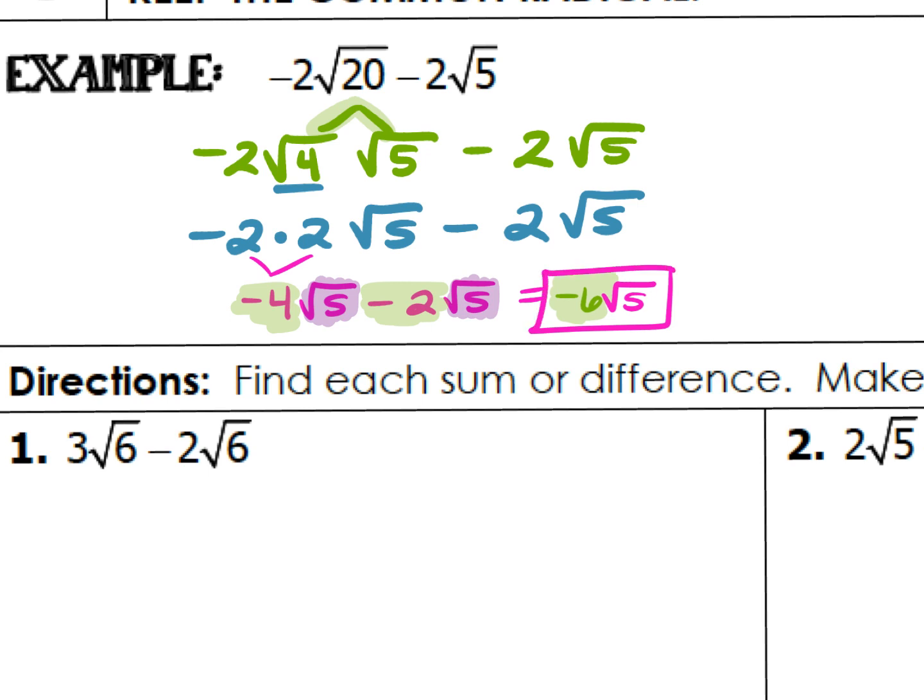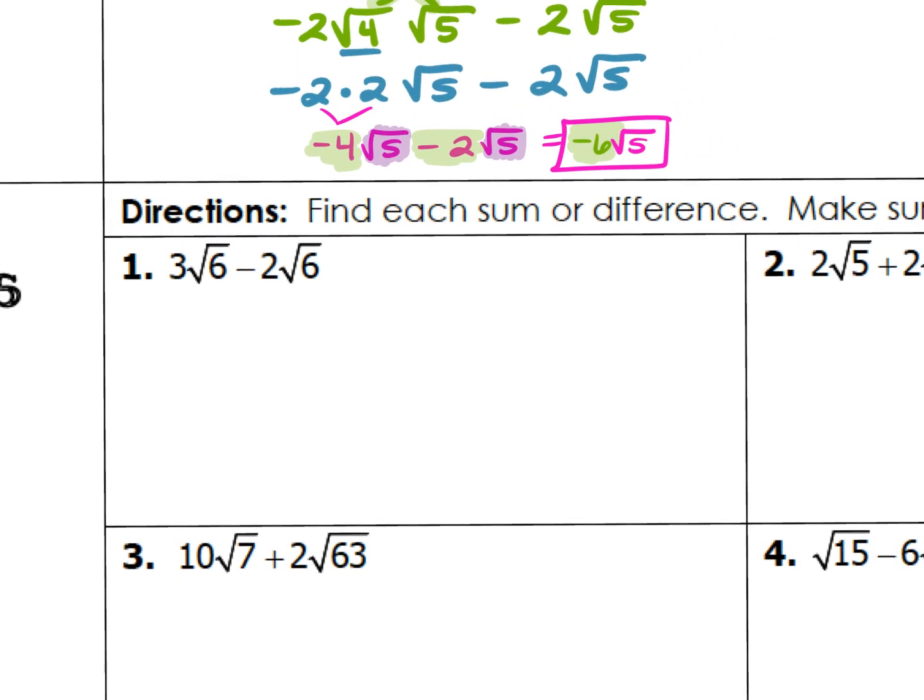Negative 4 apples minus 2 apples is negative 6 apples, which doesn't make any sense, but hopefully you get the concept. It's kind of like terms, right? If it was 2x squared plus 3x squared, you would make it 5x squared. You're treating your radical as the like term part of it, okay? Questions on that setup?